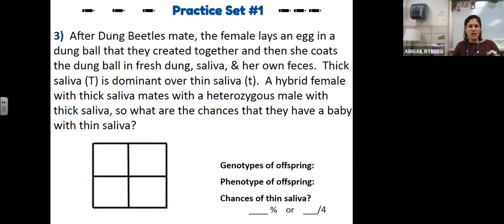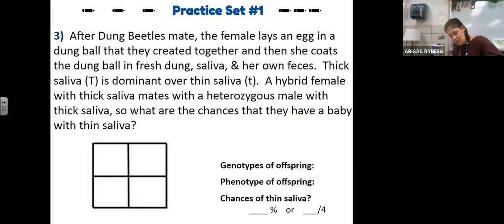All right, so question 3. After dung beetles mate, the female lays an egg in a dung ball that they created together, and then she coats the dung ball in fresh dung, saliva, and her own feces. Thick saliva, big T, is dominant over thin saliva, little t. A hybrid female with thick saliva mates with a heterozygous male with thick saliva. So what are the chances that they'll have a baby with thin saliva?